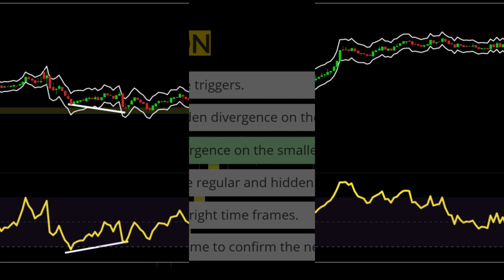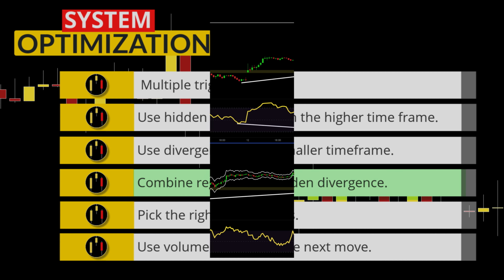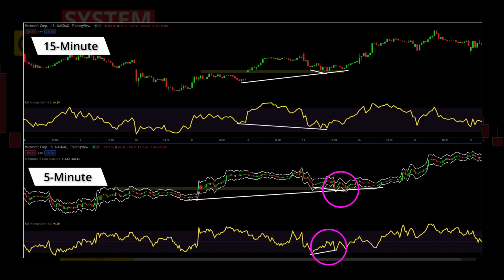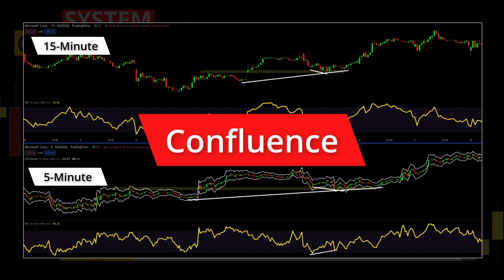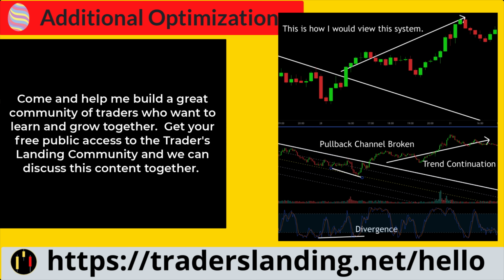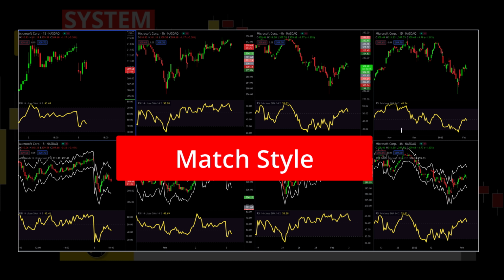of bearish momentum. Furthermore, you can combine tips 2 and 3, looking out for hidden divergence on the higher time frame and then regular divergence on the lower time frames. This double confirmation can be a powerful entry signal. Additionally, you can combine more time frames to better match your trading style.